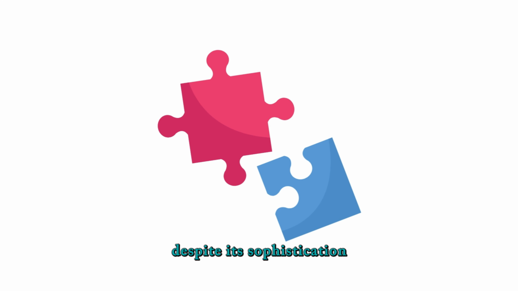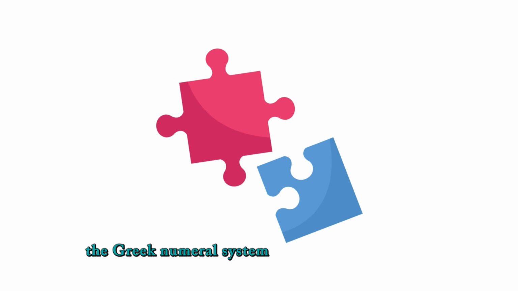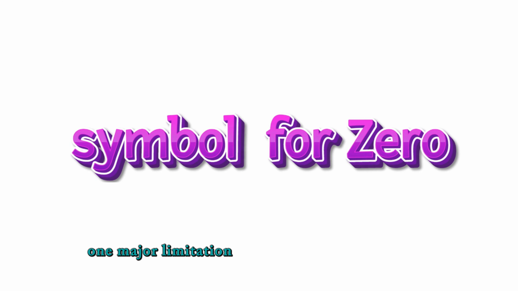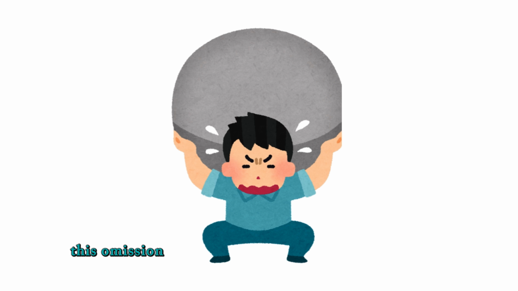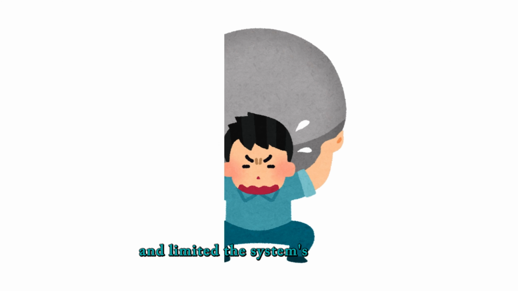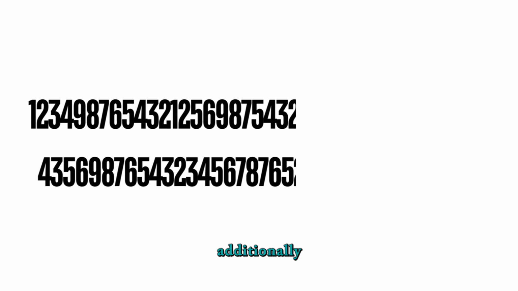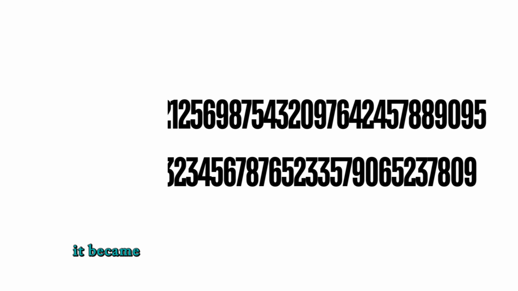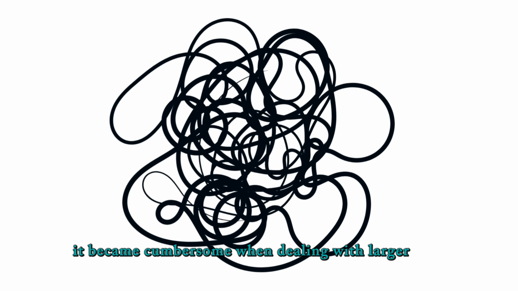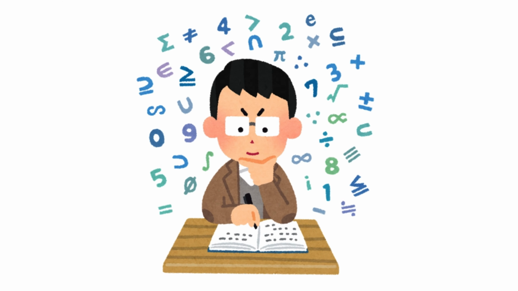Despite its sophistication, the Greek numeral system had notable challenges. One major limitation was the absence of a symbol for 0. This omission made certain calculations more complex and limited the system's flexibility. Additionally, while the system worked well for smaller numbers, it became cumbersome when dealing with larger ones, as the symbols needed to be strung together in increasingly complex ways.